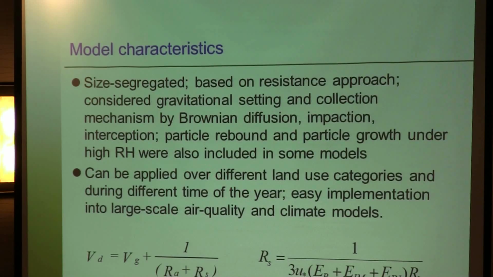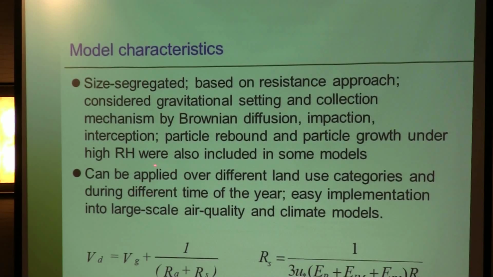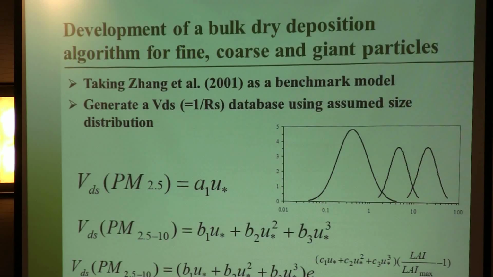The theory, the approach for dealing with the particle deposition is to use a resistance analogy, which means the deposition velocity is a reverse of the resistance. This one is aerodynamic resistance, this one is surface resistance, plus the gravitational settling velocity. I'm not going into details of the theory.